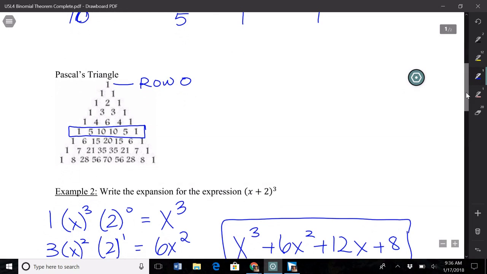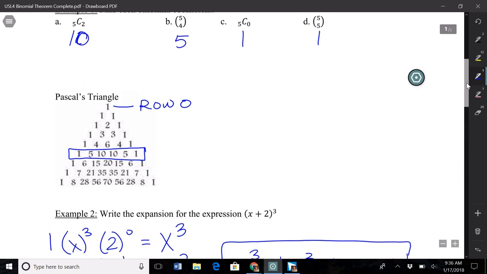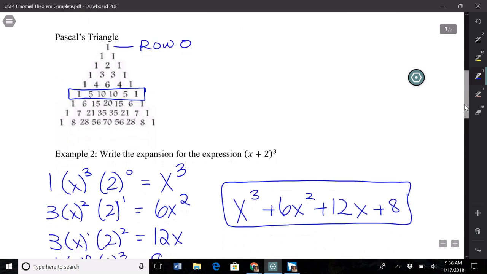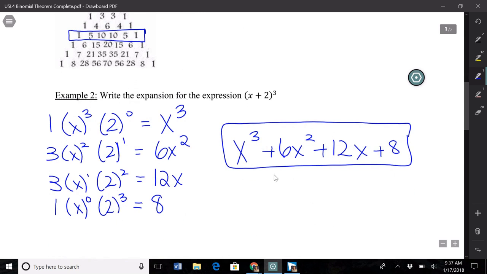Pascal's triangle begins with row 0 because anything to the power of 0 is 1. So that's what turns a binomial into just one term. From there, we count down: row 1, row 2, row 3, row 4, row 5. And you'll see that row 5 is the row with a 5 in it. You'll also notice that 5C0 is 1, that's the first term. 5C1 is 5, 5C2 is 10, 5C3 is 10, 5C4 is 5, and 5C5 is 1.